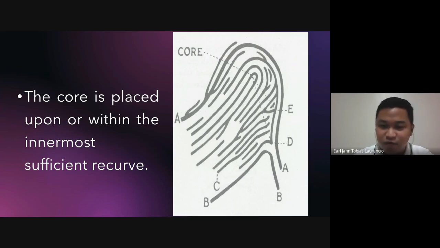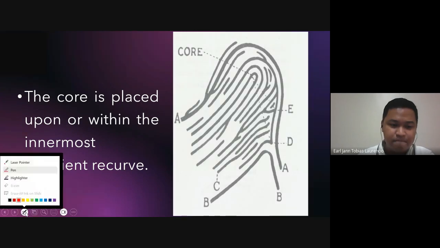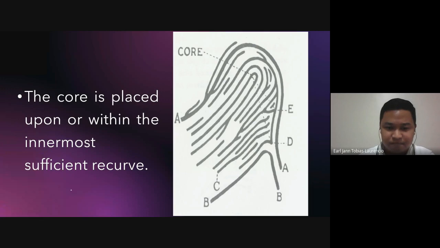But before we move on to that one, let us first define what is a recurve. In other terms, what is a recurving ridge or a looping ridge? Let me draw here. The recurve that we are referring to is a friction ridge. The appearance of a recurve is just like this one.